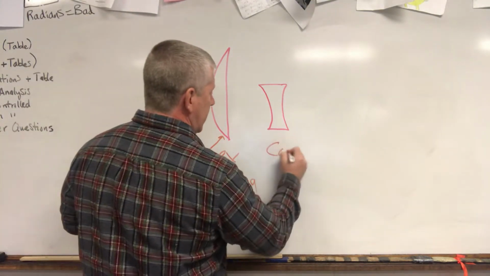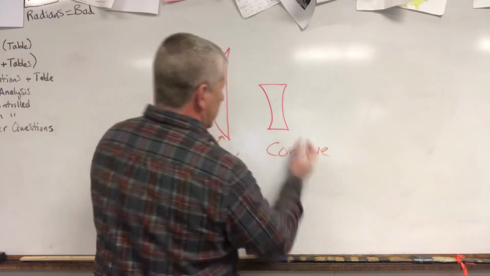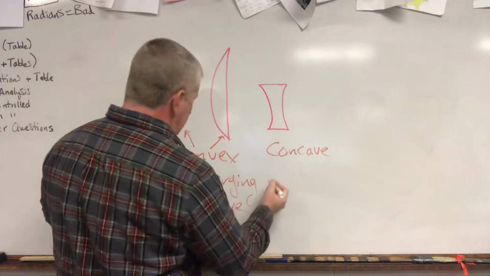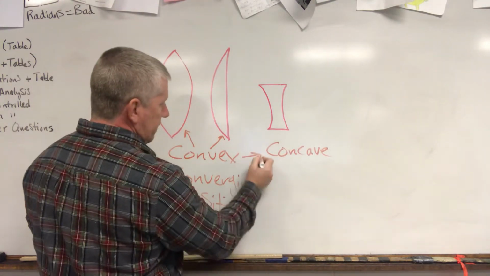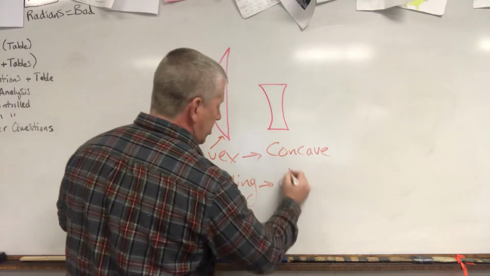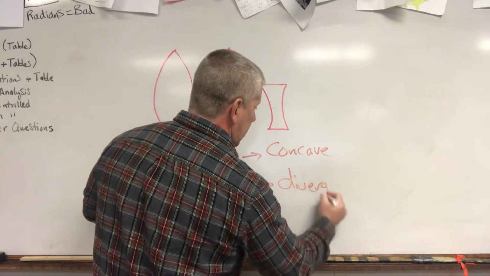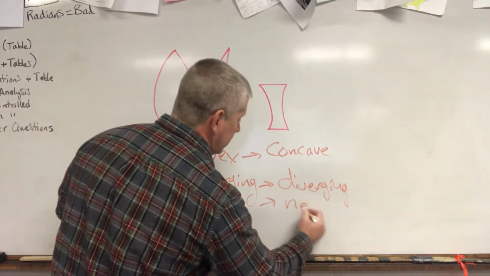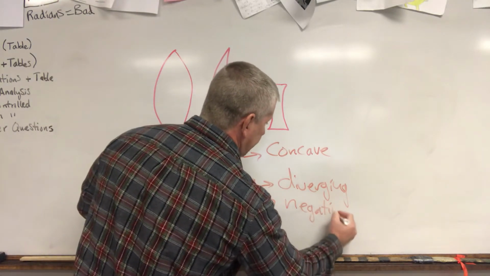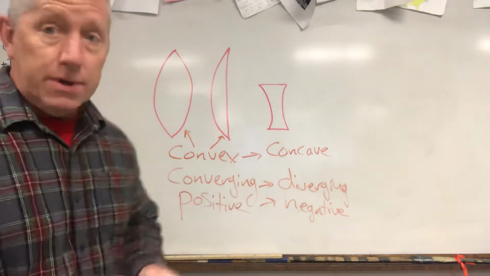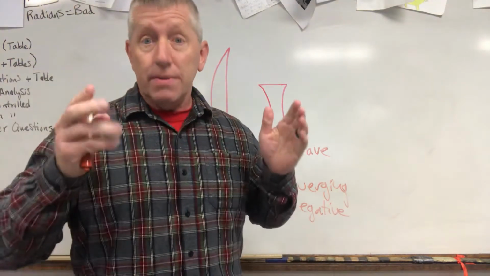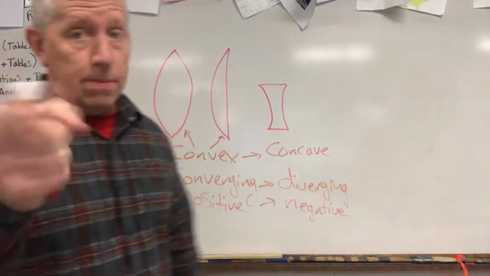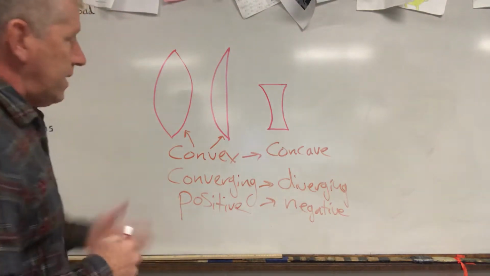So let's write that down. Concave, bubbles in. And this is the opposite. The opposite of each one of these is diverging. So diverging. And then this would be a negative lens. And that positive and negative is going to be important to remember when we start doing the lens math. We need to remember that. So these are the three different kinds of lenses.